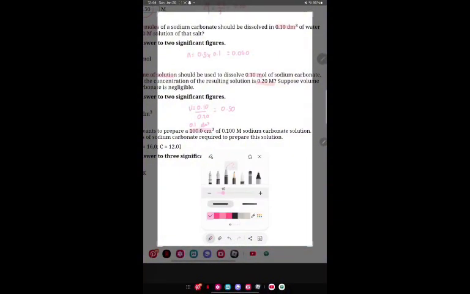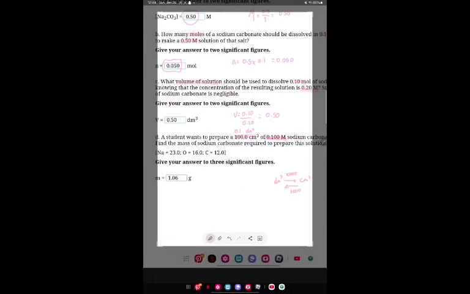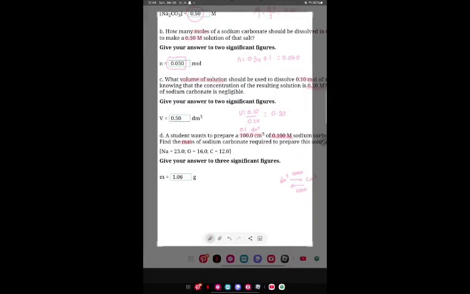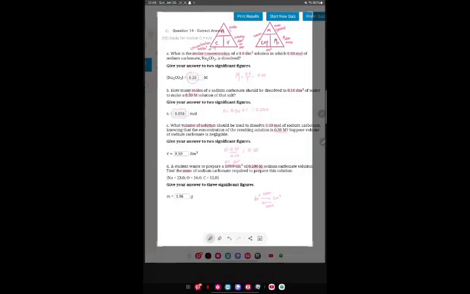Okay, and now let's continue. They gave us the concentration, which is 0.1, and they want to find the mass. So since we have the concentration and the volume, but they want to find the mass, see? And the only rule with mass that they gave us is this rule. So we're going to apply it.